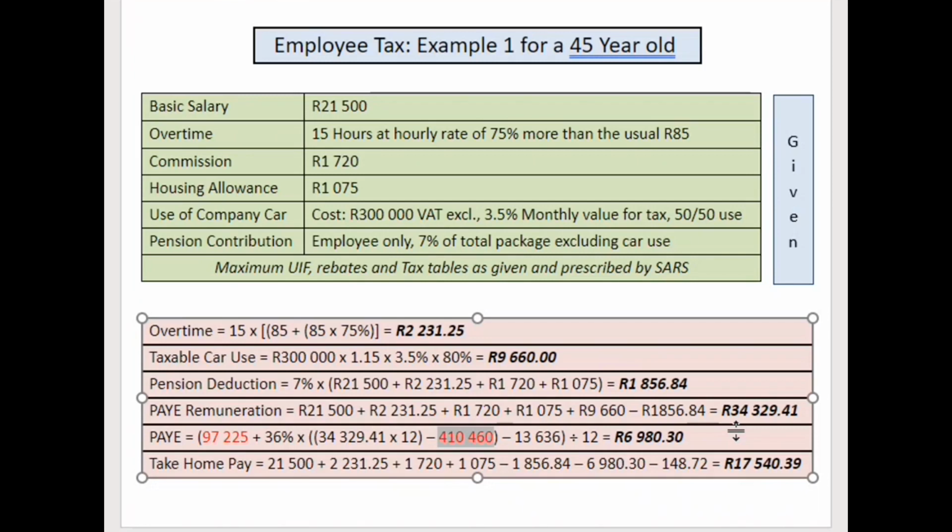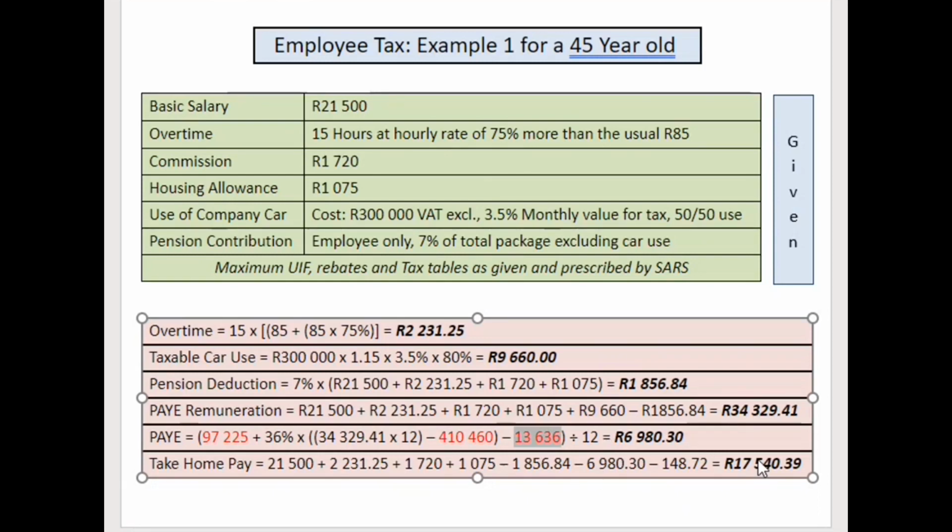minus the 13,636. And you know where I got that now? No, you don't, because I didn't tell you, okay? That is also given. That is the primary rebate. The primary rebate is an amount that is deducted for people under the age of 65 based on the first part of your salary. I think it's 70,000 or so that actually doesn't carry any tax. Okay, but that's also given.